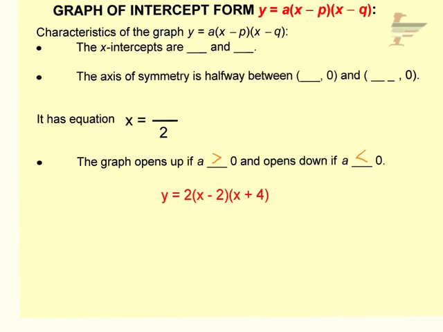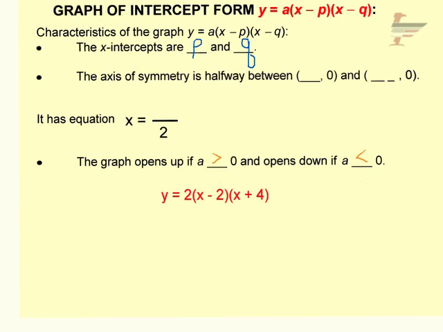So now the x-intercepts are going to be at p and q. And just like h in vertex form, notice that it's minus p and minus q. So if it's minus 4, it's actually going to have an x-intercept at positive 4. So they are like the tricky h, they're always opposite signs.